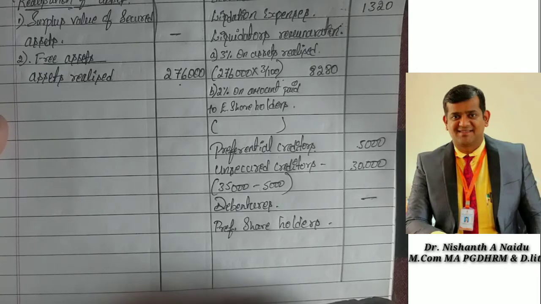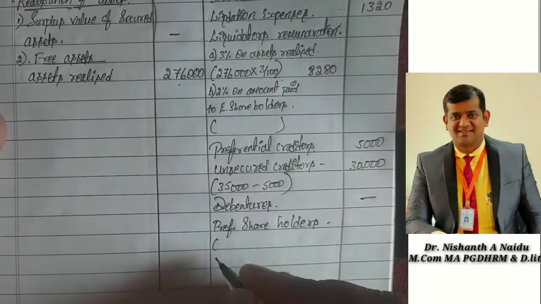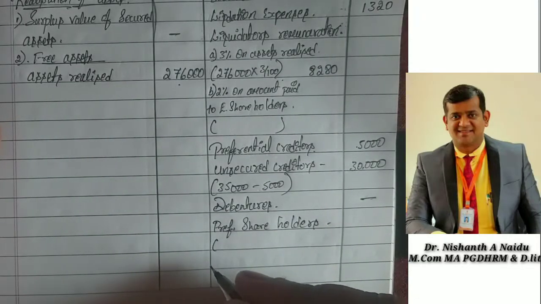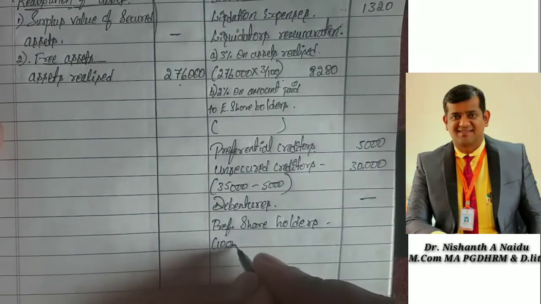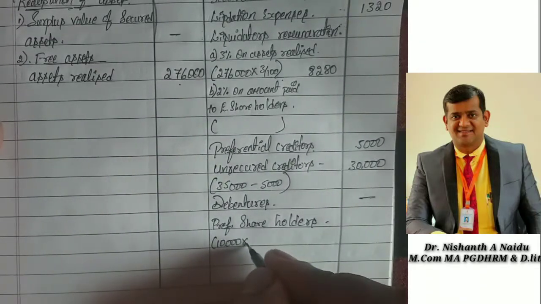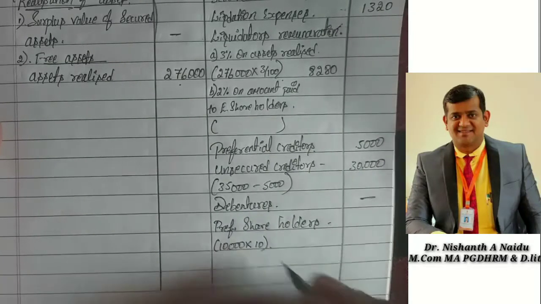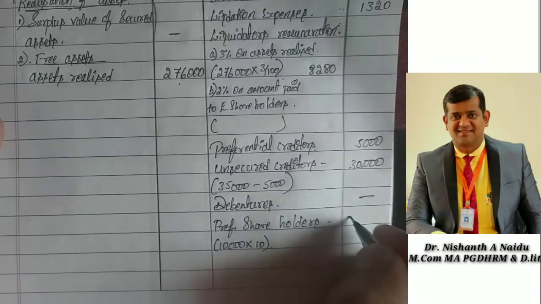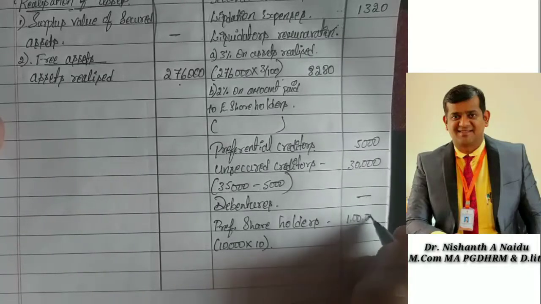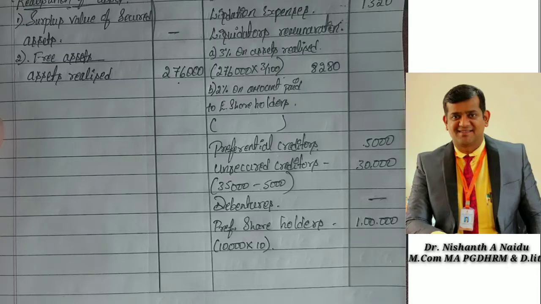10,000 9% preference shares of rupees 10 each fully paid. Because when we are closing, we have to pay the shareholders' money also. So how much do we have? 10,000 preference shares at the face value of rupees 10 each. So calculate 10,000 into 10, that comes to 1 lakh rupees. So I am writing that 1 lakh rupees directly.